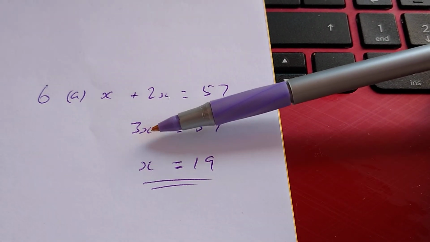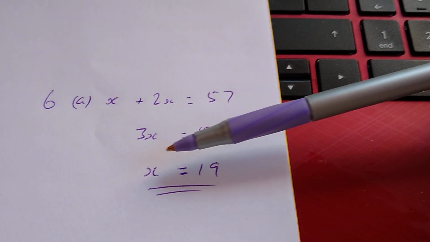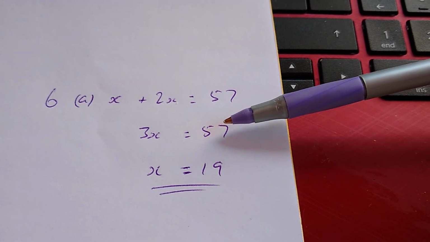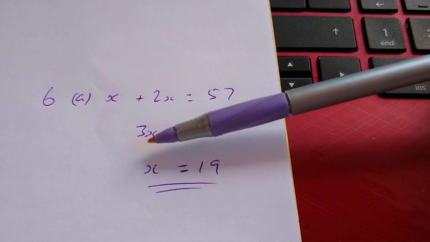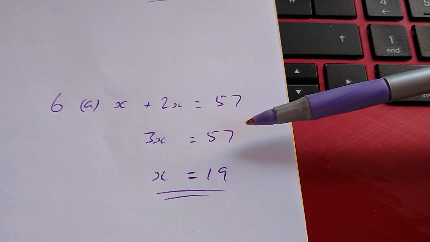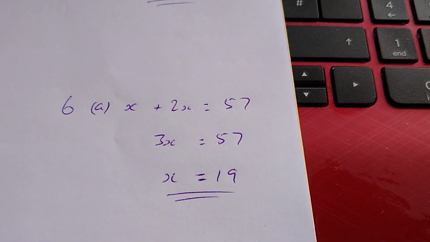So I'm either going to do a third of both sides or divide both sides by 3, which would essentially be doing the same thing. So 3x divided by 3 is x. 57 divided by 3 is 19.